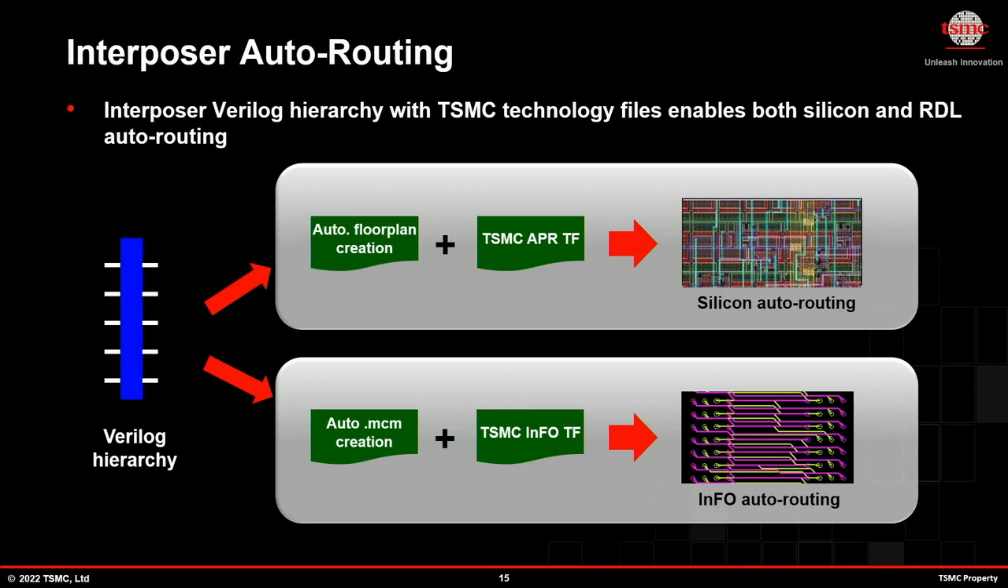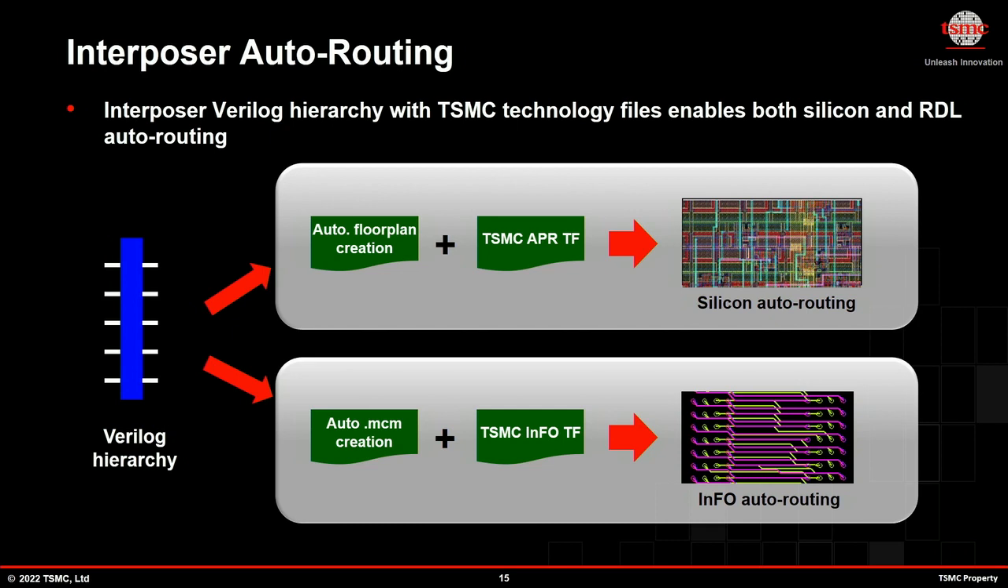And with that generated Verilog hierarchy, we can do further automations. For example, if you look at the bottom one, this Verilog hierarchy can automatically generate into the Cadence Allegro format. We call it the MCM format. And that captures all the bump locations and the inherent netlist connectivities. And together with the TSMC InFO tech file that we captured from our design rules into a set of language constructs, the tool will automatically be able to generate the auto-routing result for your InFO implementations.